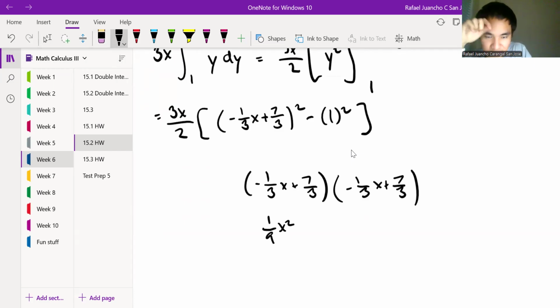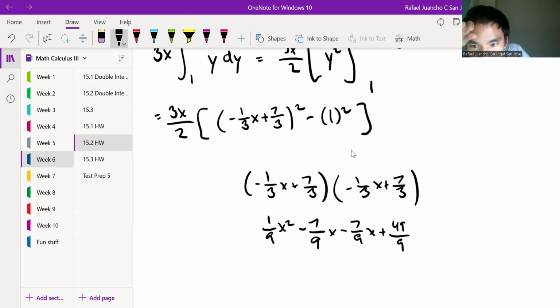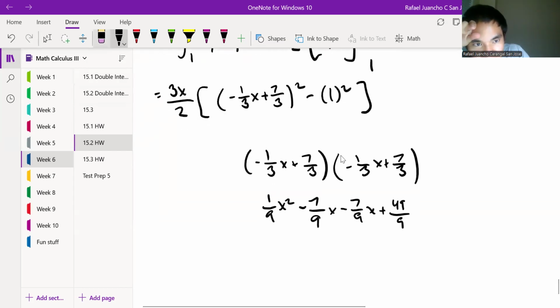This one is, oh god, -7/9 x. 7/9 x. Oh, and I square this, 49/9. Here I just get -14/9 x. 14/9 x. And this one again was 49/9. Oh, that's fun.